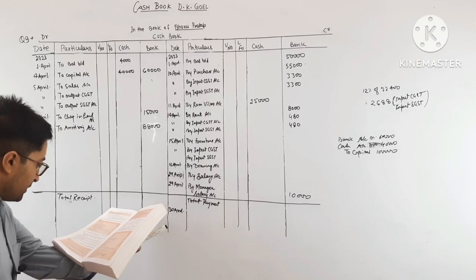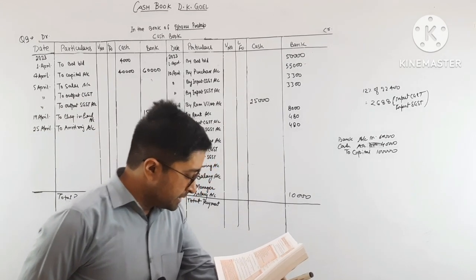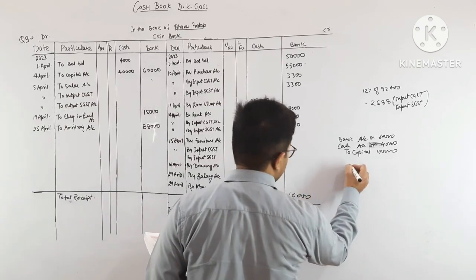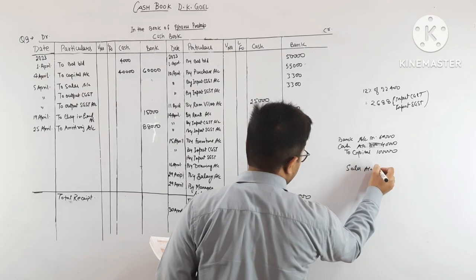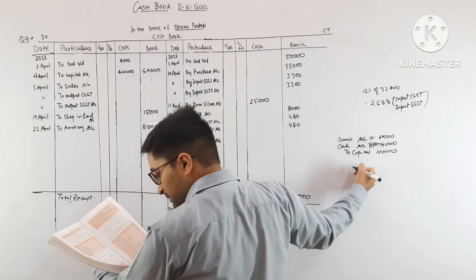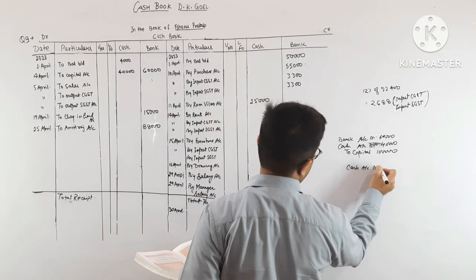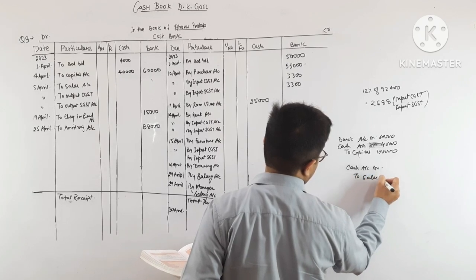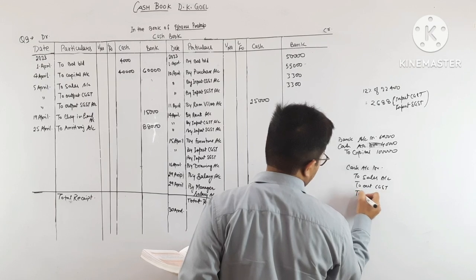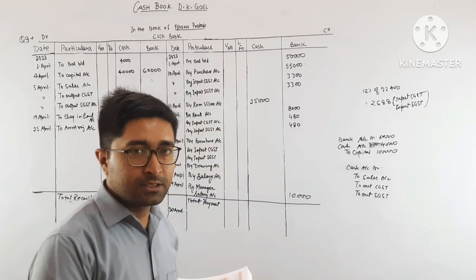The next is on the 5 April sold goods for the cash 30,000 plus CGST and SGST. Clear. So the entry will be what, we sold the goods for the cash, so the entry will be cash account debit to sales account, to output CGST and to output SGST. यही तो होता था, एंट्री याद होगी जीएसटी वाली.